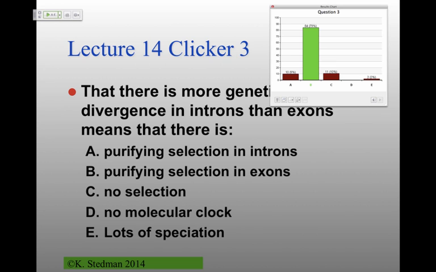So if you look at synonymous substitutions, which are where you have a nucleotide change that doesn't change the amino acid, you can also use that to calculate a molecular clock that should be exactly the same as what you're seeing in your introns.